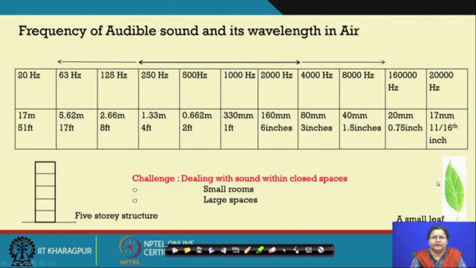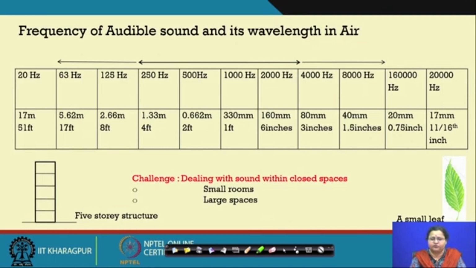So, again I come back with the same slide which is showing you the range of frequency which we hear, that is the audible range from 20 hertz to 20,000 hertz, and also the dimension, that is from 17 meters to 17 millimeters. And here we see there are two more arrows where we need to concentrate on, that is the lower band and the comparatively upper band.